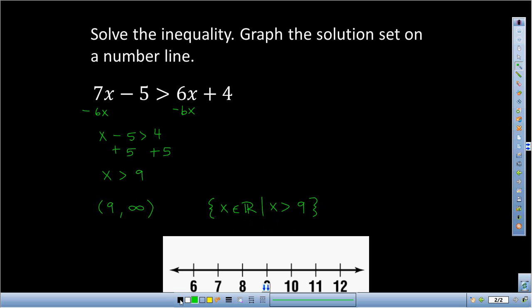Now, in order to graph the inequality, again, we're saying that the value for x can be anything above 9. So we're going to use 9 as our reference point. We're going to graph right there at the 9. And then we're going to identify all the possible values by drawing an arrow in the direction of all the values, all the way pointing to infinity. And there you have the graph of the solution set on the number line.